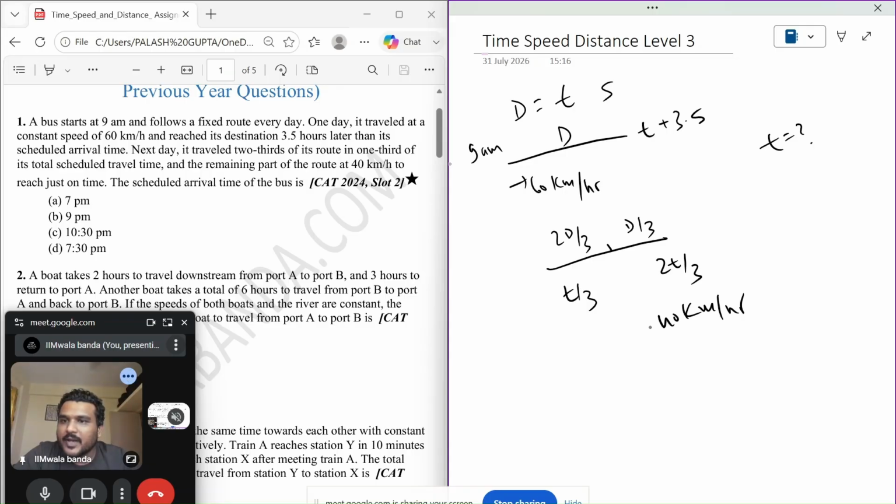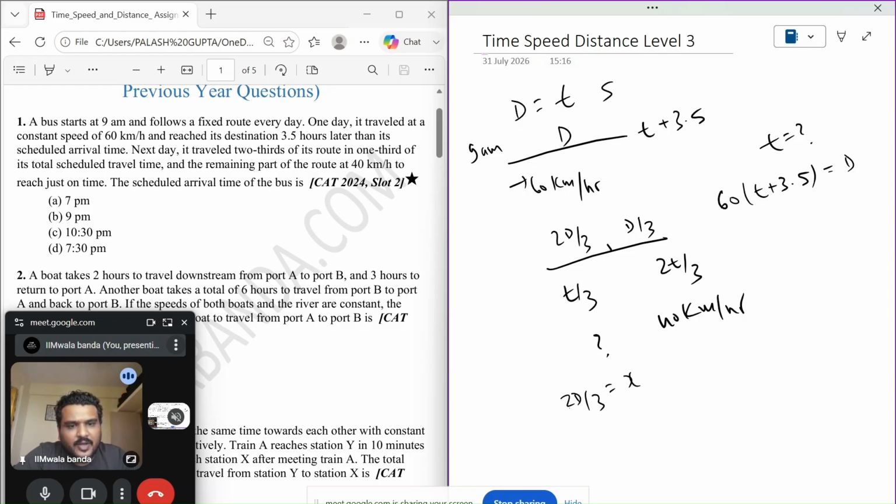Next day, travel two-third of its route in one-third of its total scheduled travel time and the remaining part at 40. So we don't know what speed it has used here. We can assume it to be 60, but it's not implicitly written in the question. Let's see. So can I say that at 60 speed and taking 3.5 hours more, it covered distance d, which is given from the first data, and 9 a.m. will be used at the end to find out the answer. Here also, if I put 60, this I can easily solve.